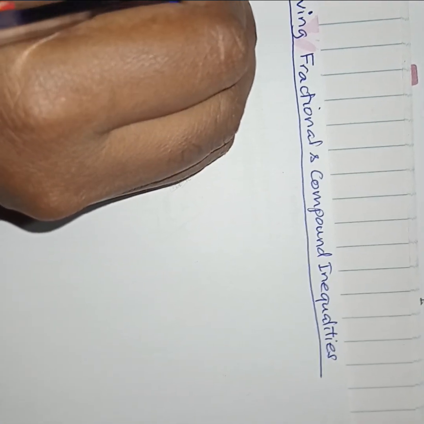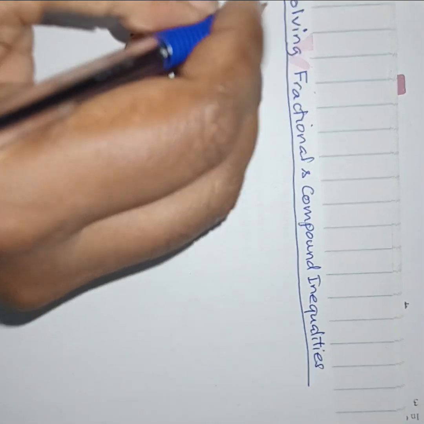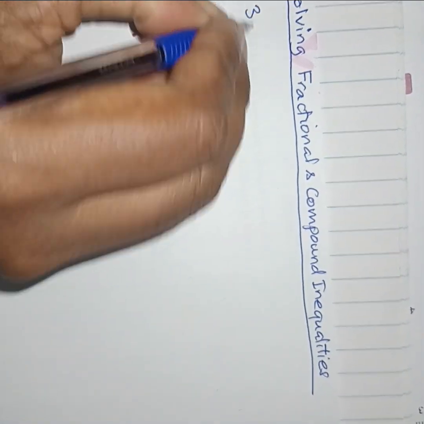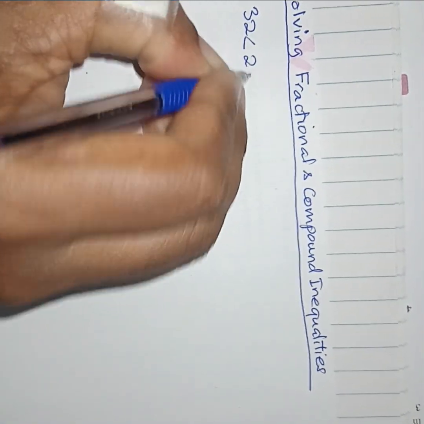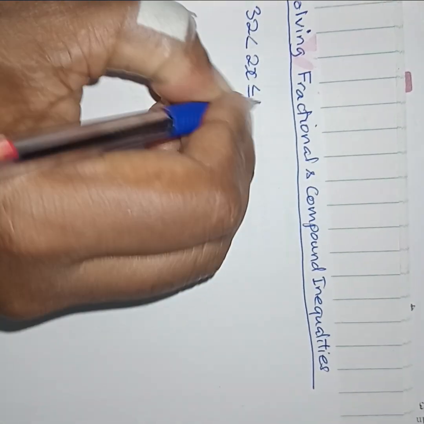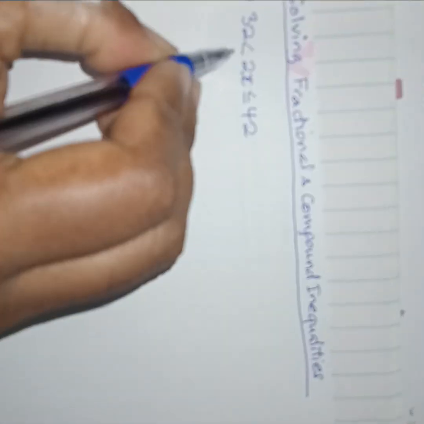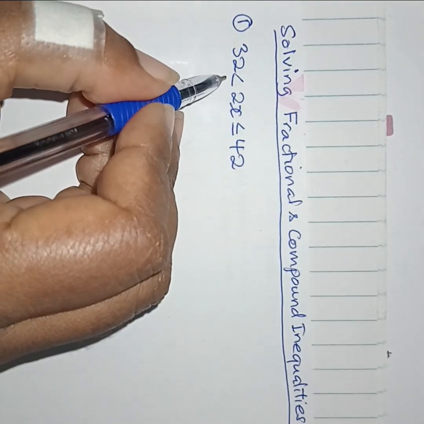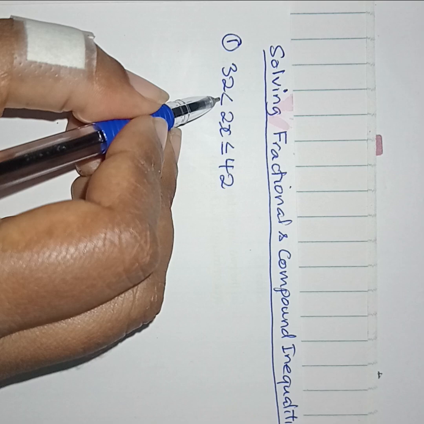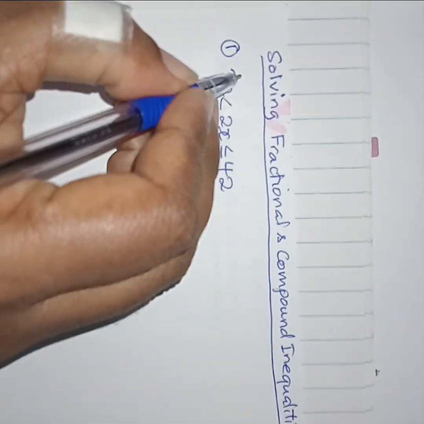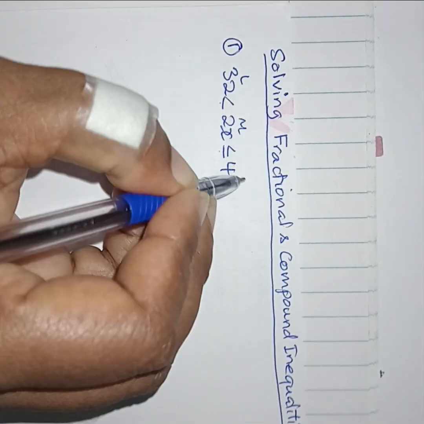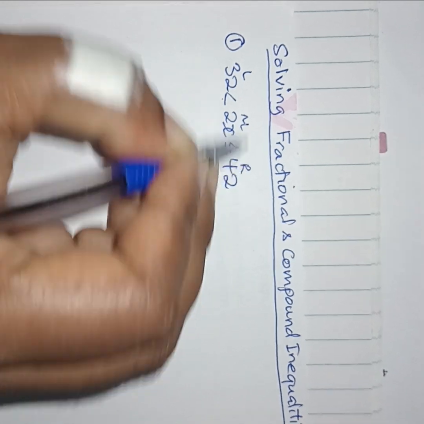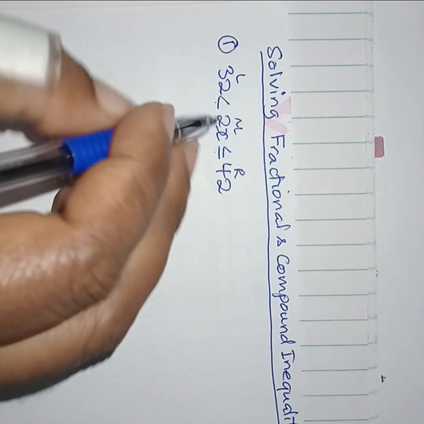Alright, let's get to the first question. We have 32 is less than 2x is less than or equal to 42. This is called a compound inequality because it has more than one inequality. We have this and that, and it has more sides to it. We have the left, the middle, and the right.